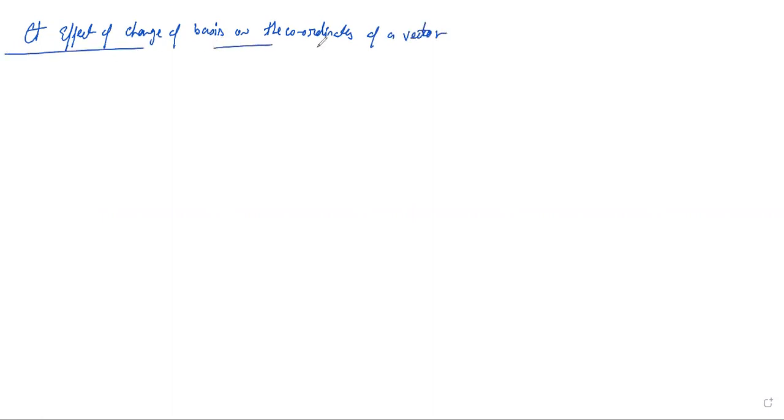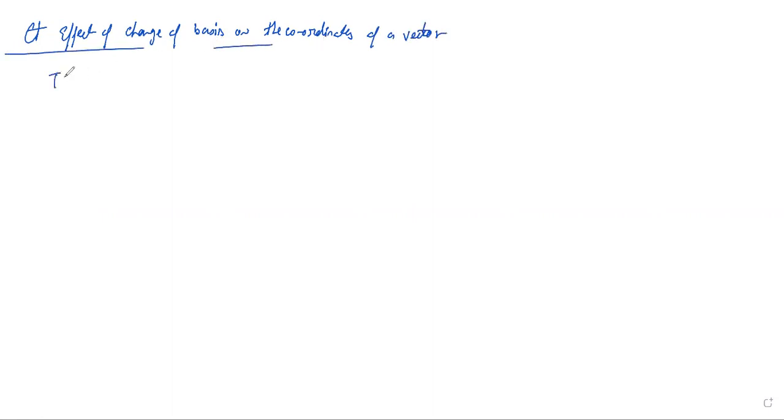So in the previous lecture we were doing the concept of change of basis. Now we'll see how the change of basis affects the coordinates of a vector in a vector space. So we are seeing the effect of change of basis on the coordinates of a vector. Okay, so let's just see it.